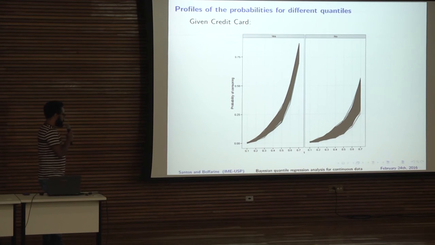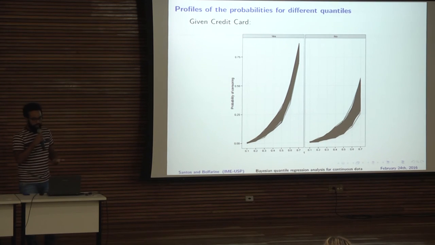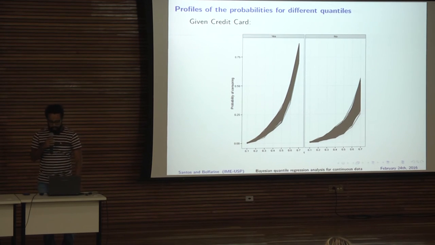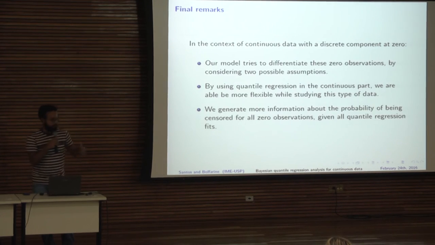And we can actually look at those probabilities for all the quantiles that we are studying. Here, we can create profiles of these probabilities for all the zero observations. If we compare the group with the credit card with the group without a credit card, we see quite easily that they have a greater probability of being censored. In this way, we are making some kind of differentiation among the zero observations, saying that they are not all equal. So just to wrap up this work, we're trying to use two different assumptions to model the zero data.